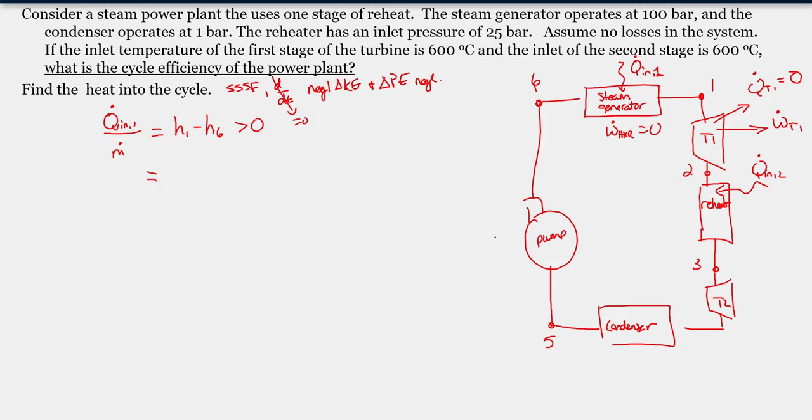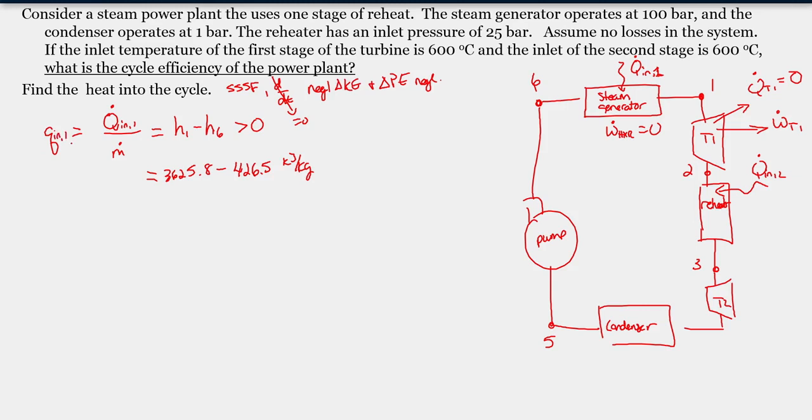If we go ahead and plug in the numbers that you've been collecting in the past units, we're going to have an enthalpy at state 1 of 3625.8 minus the enthalpy at state 6, which is 426.5. Again, these are normalized by the mass flow rate, so this is a kilojoules per kilogram number. If we wanted to be precise here, we could label this as a lowercase q, qin1.